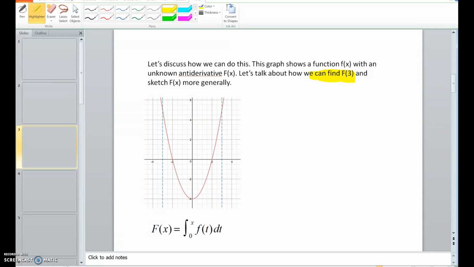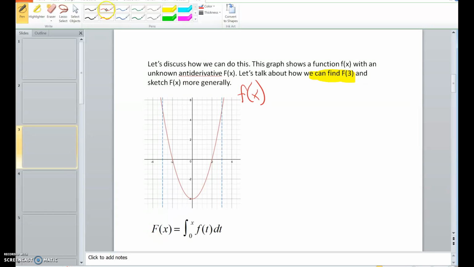So let me make sure we're clear on what all the notation means in this problem. The graph that we're looking at here is a graph of little f of x. So this is the derivative. We are trying to figure out what capital F of x is, the antiderivative. And the first thing we're going to try to figure out is just the value of the antiderivative at a single value, when x equals 3.